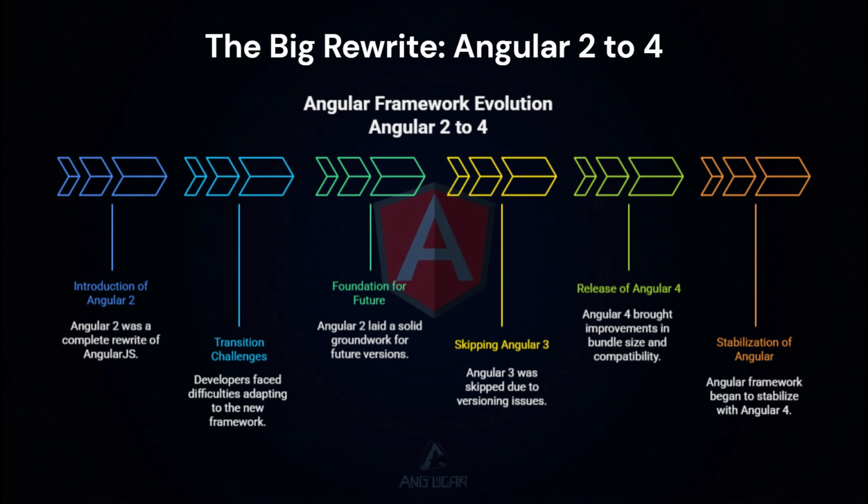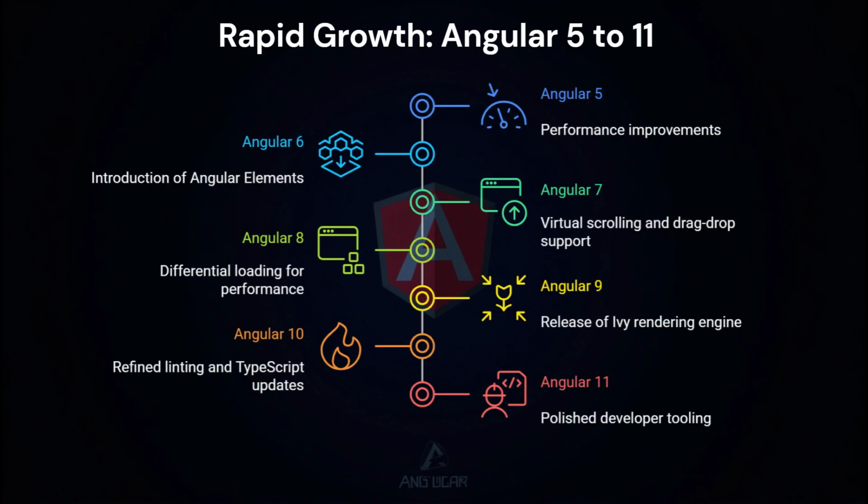Then came Angular 4. What happened to Angular 3, right? It was skipped due to a version mismatch in the router package. So the team jumped directly to Angular 4 in 2017. This version brought smaller bundle sizes, better compatibility with TypeScript, and Angular was finally stabilized. From this point on, Angular started to follow a predictable release cycle, two major updates per year.